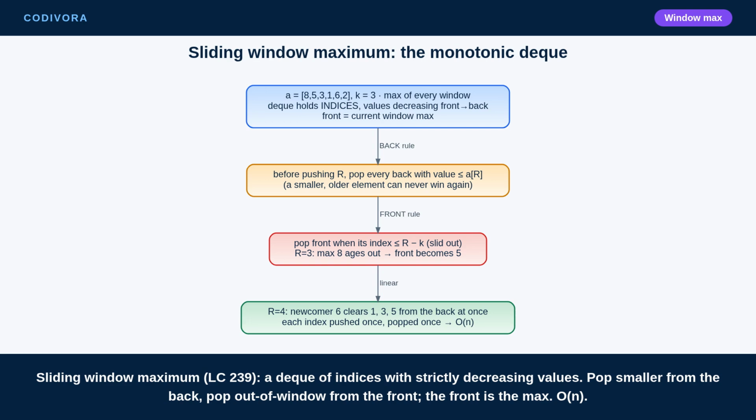Take 8, 5, 3, 1, 6, 2, window 3. When the reigning 8 ages out at the front, the max drops to 5. Then the 6 arrives and clears 5, 3, and 1 from the back in one shot. Each index is pushed once and popped once, so the whole thing is O(n). We store indices, not values, precisely so we can test the window boundary.